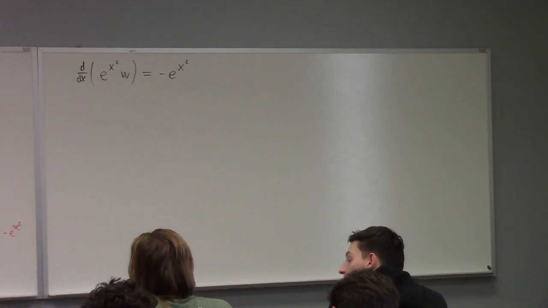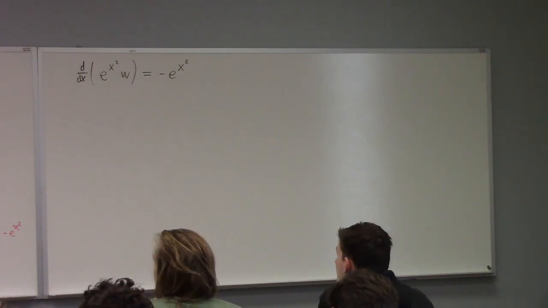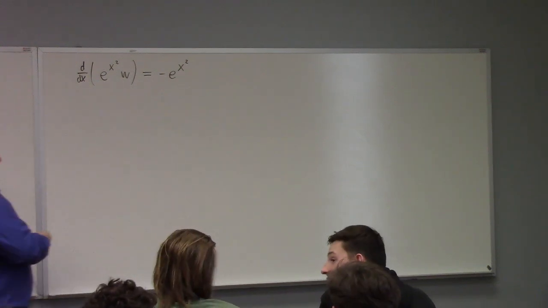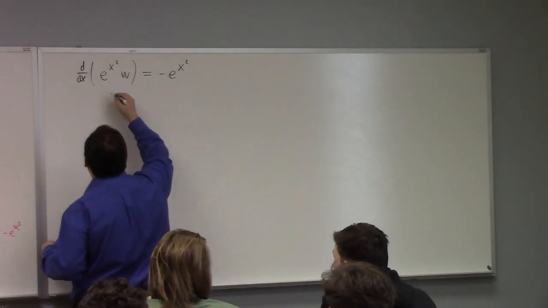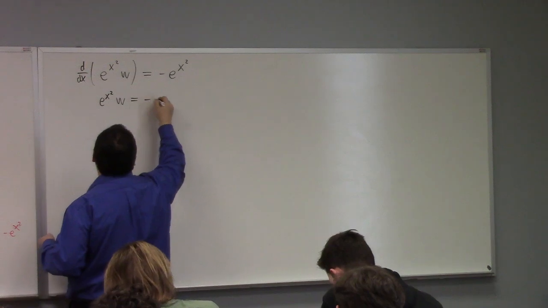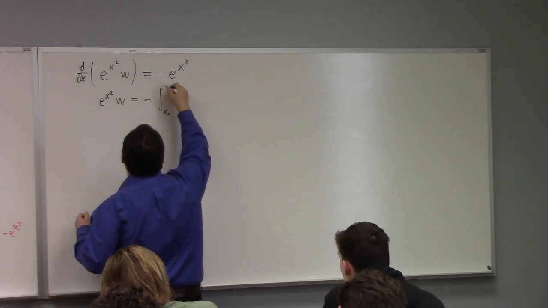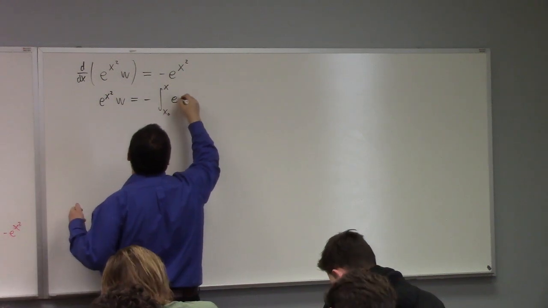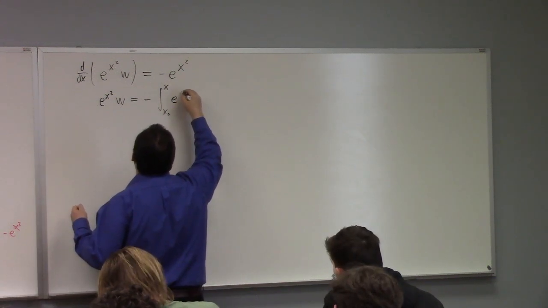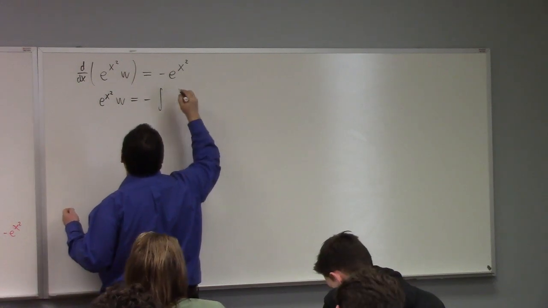No. That's a trick question. This one is a well-known example of a function which cannot be integrated by elementary means, right? So the best we can do here is to say, okay, so e to the x squared w is equal to minus the integral, let's say from x naught to x of e to the... oh my bad. Let me just leave this as an indefinite integral. Let me not be fancy.